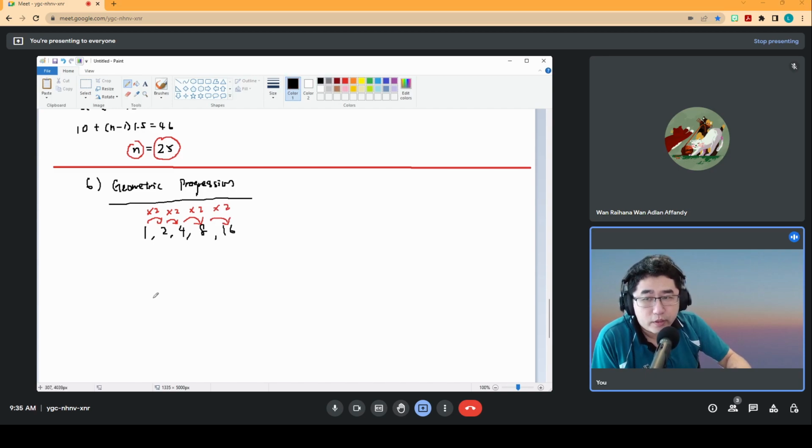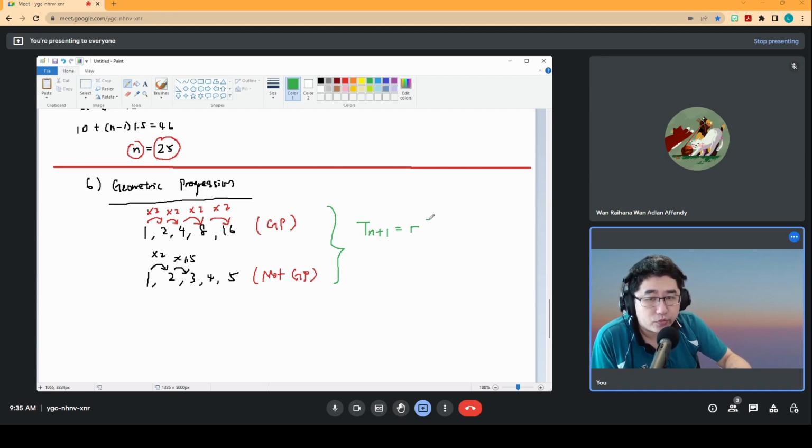But if you look at the other sequence, the first one is multiplied by 2, but the second one is multiplied by 1.5. So they are no longer the same. Therefore, this is not a GP, while the previous one is a GP. Put them all together: the next term, the following term, will be the previous term times a common ratio. This one we call a common ratio.